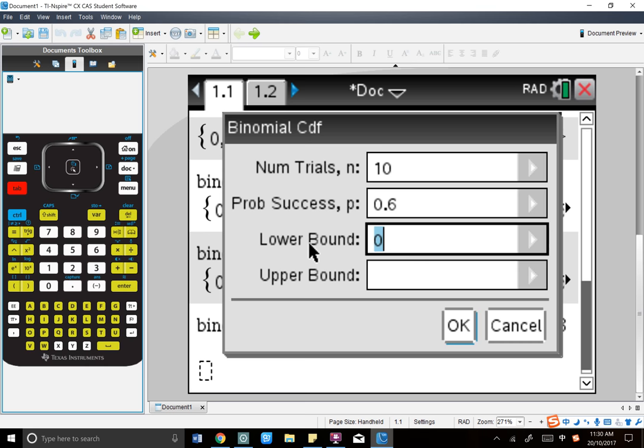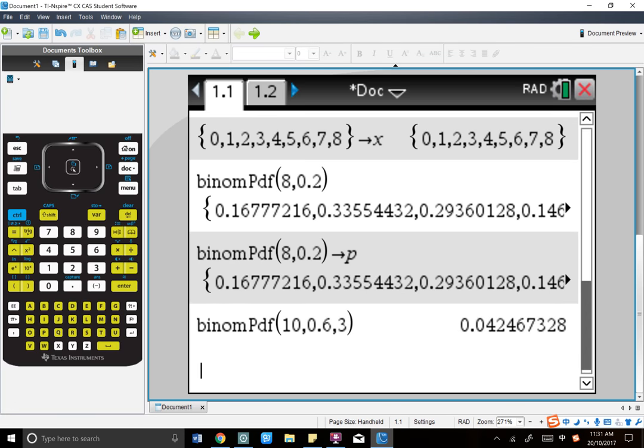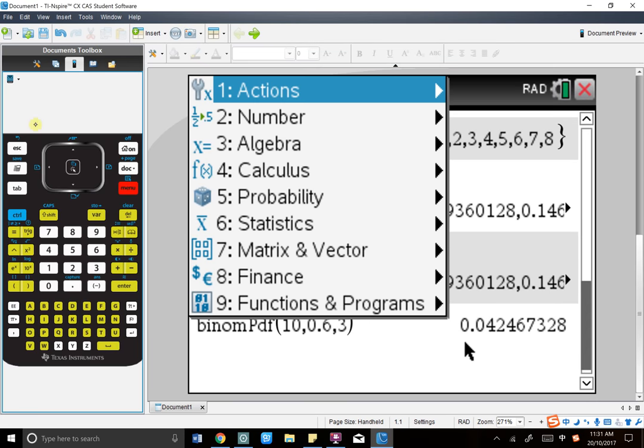Lower bound. Okay, what's your lower bound? What's the minimum number you should achieve? 5. And what's the maximum number you should achieve? 10. X cannot go over 10. You asked 10 students. Only 10 students can answer you yes. It's not going to be 11 students answering yes. So it's 5 to 10. And I press enter.